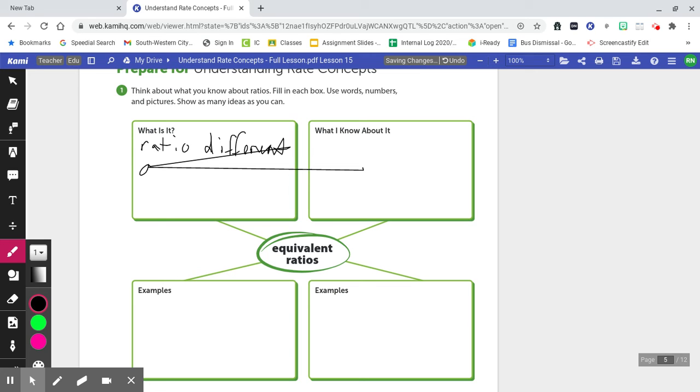What do you know about it? You can multiply or divide both of the quantities by the same non-zero number.